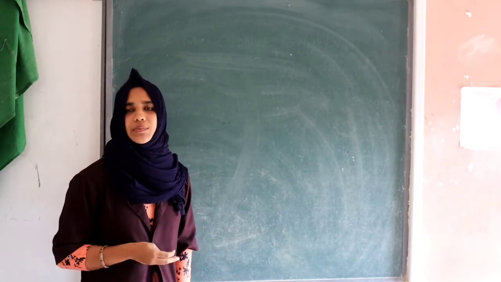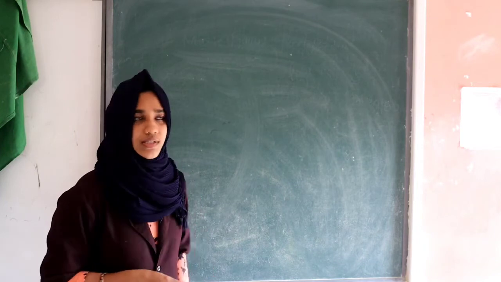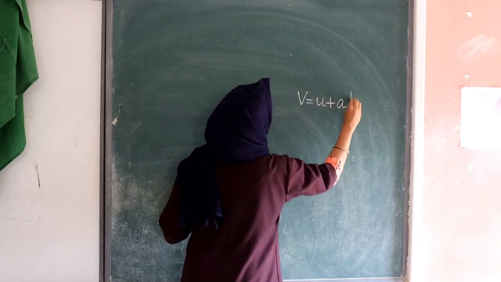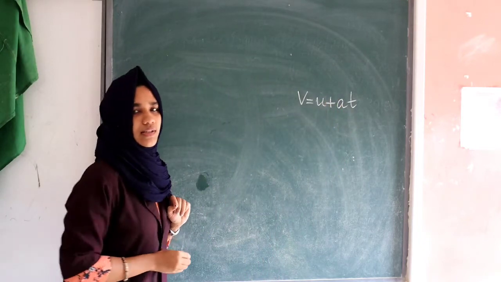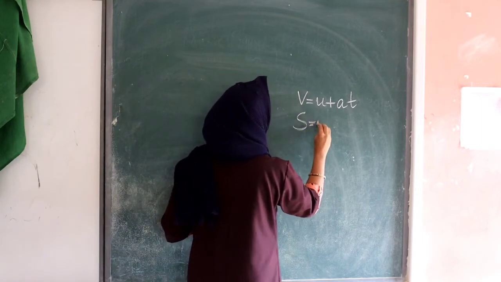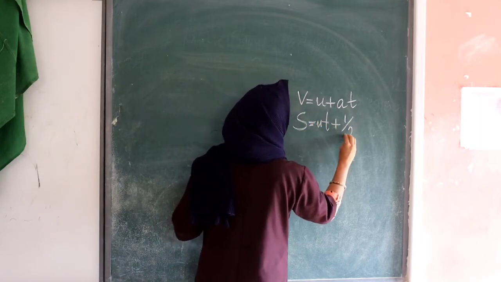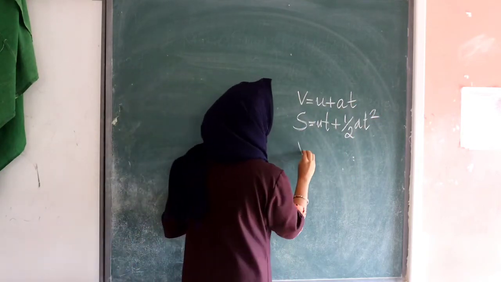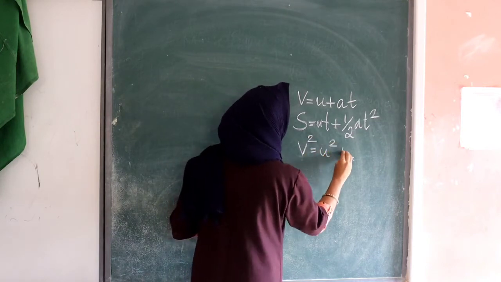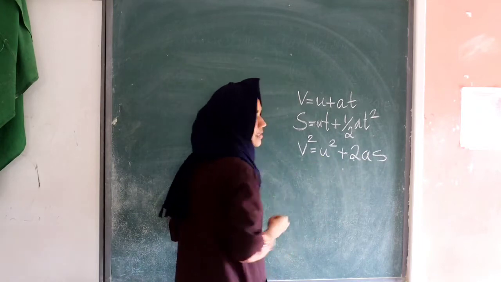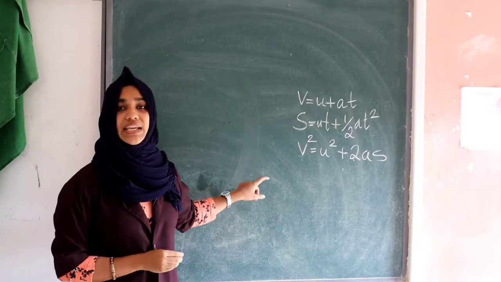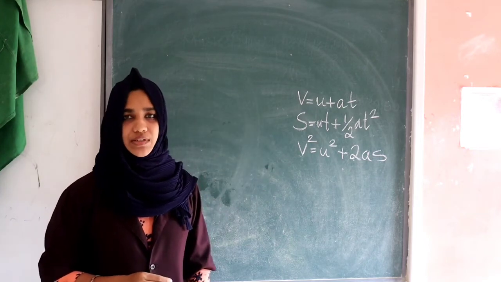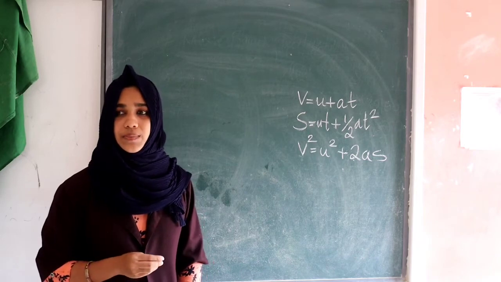Yes. Then can you tell me what are the equations of motion? The first one is V equal to U plus AT. The second one, S equal to UT plus half AT square. The third one, V square equal to U square plus 2AS. These are the three equations of motion. This we have studied in the second chapter. Do you remember?